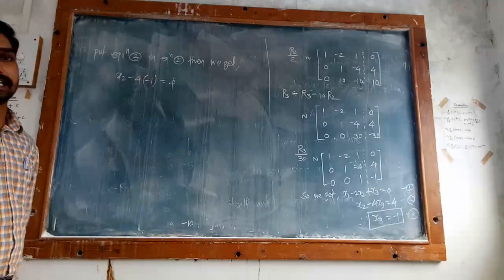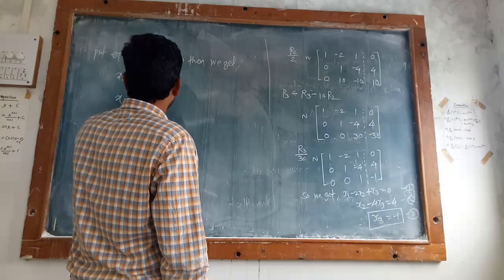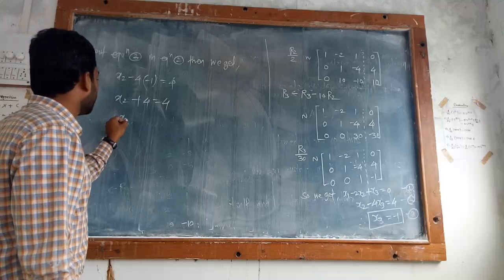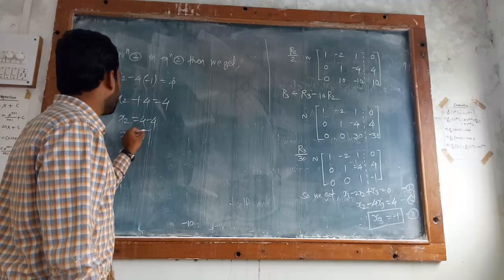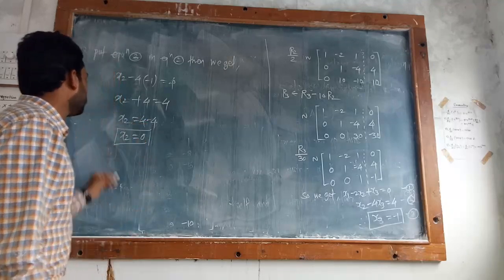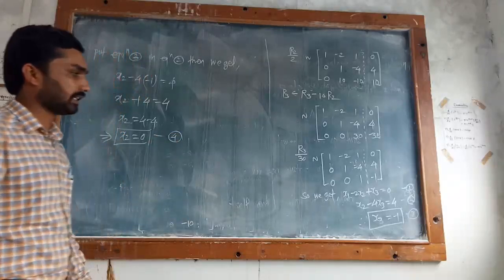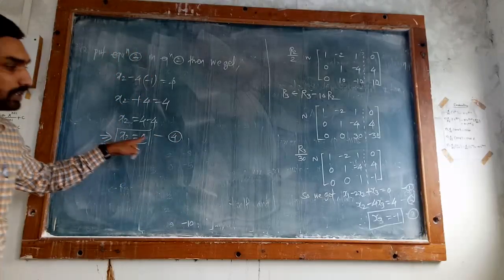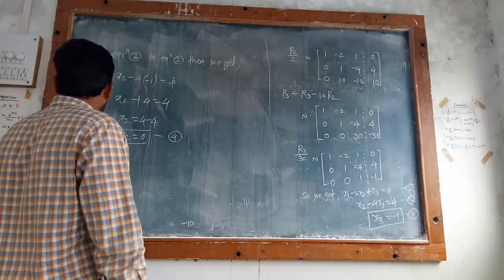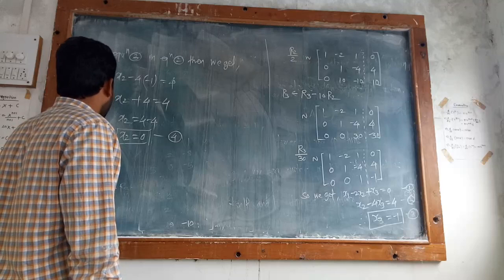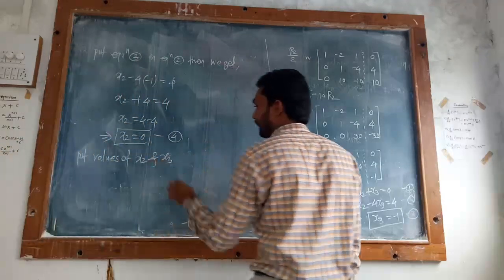This plus 4 shifts to the right side, and becomes minus 4, okay? So this is your x2 plus 4 equal to 4. Next step is x2 equal to 4 minus 4. So the value of x2 becomes 0, okay? Call it equation number 4, okay? Now put the values of x2 and x3 in equation 1.